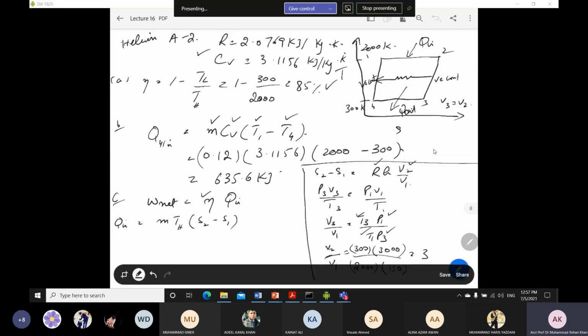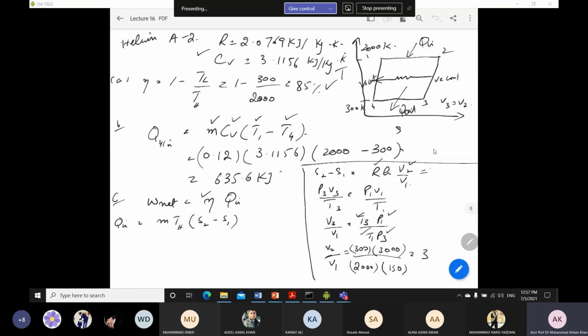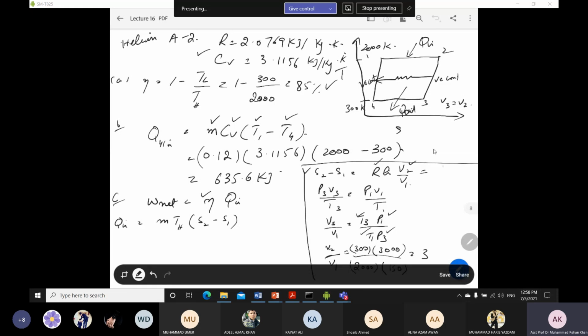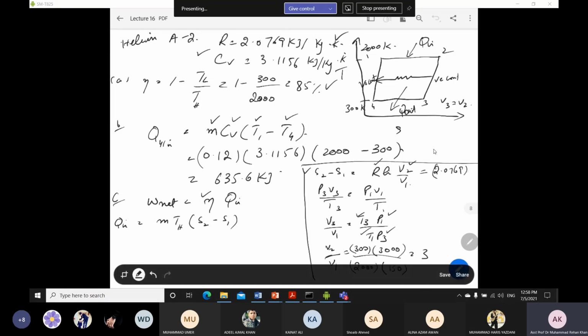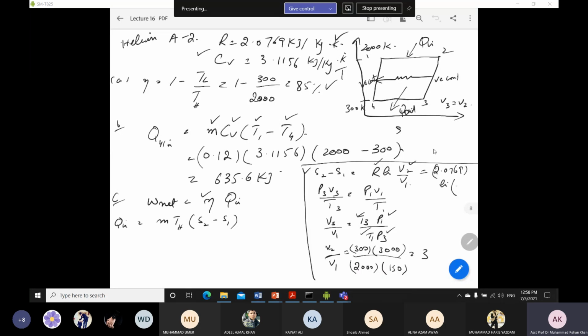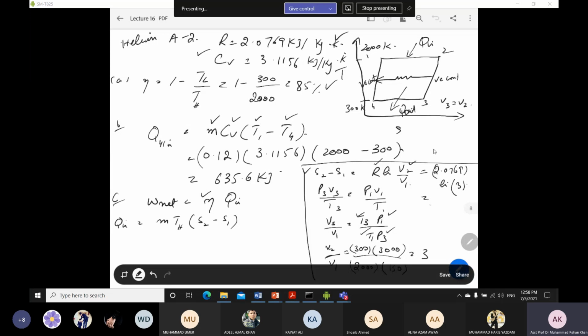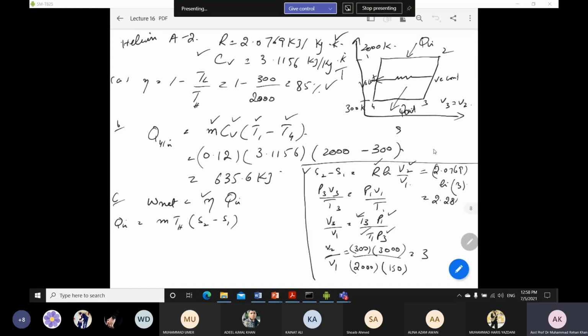Now V2 over V1 is known to us, so we can easily find the value of S2 minus S1 from this equation. If I put the value of R for helium, it will be 0.0769, which we already got from table A2, and then simply the log of 3. If we solve it, it turns out to be 2.282 kilojoule per kg per Kelvin. This is the value for S2 minus S1, which is known to us.